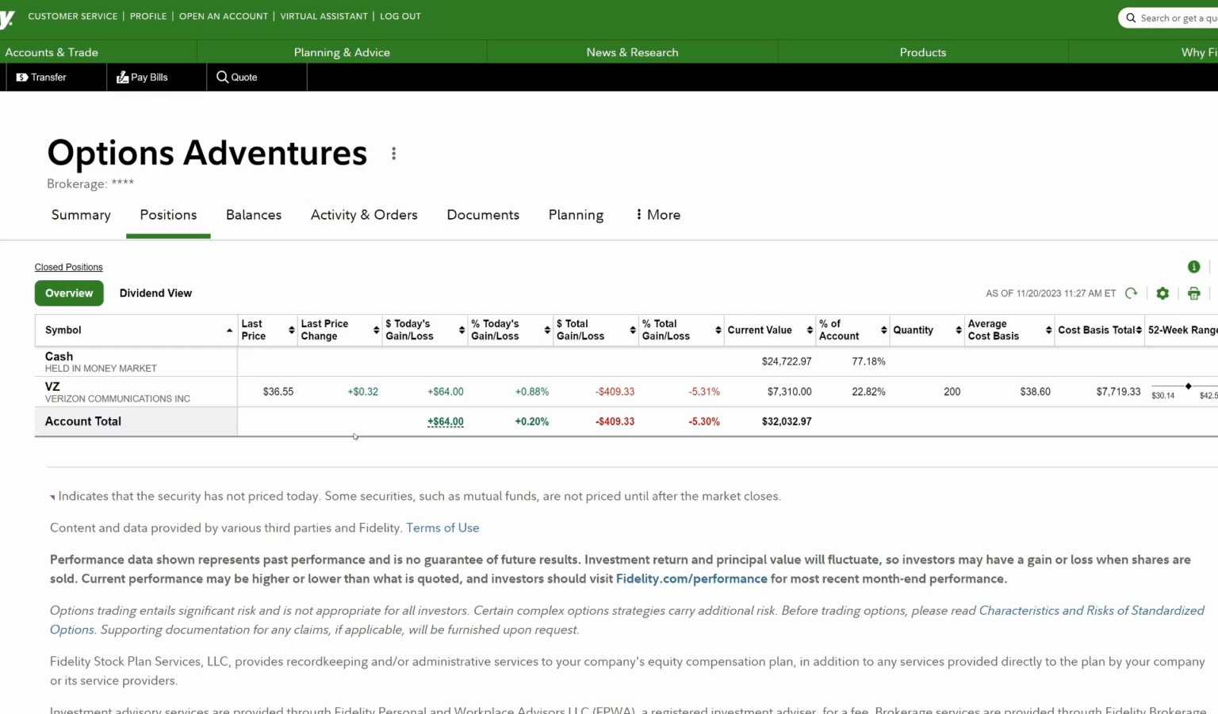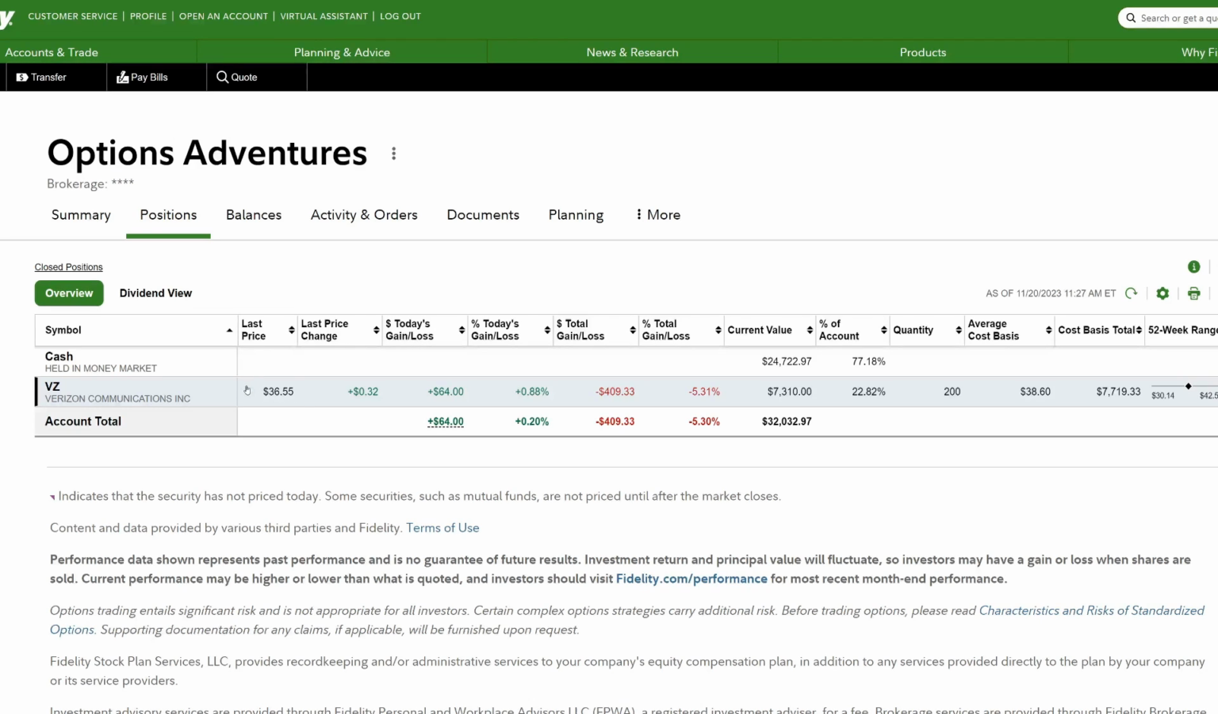Alright guys, so I'm here in my options account. I do have tier 1 enabled. This is a cash account. You can also do this with a margin account, but there are 2 ways you can sell covered calls. You need at least 100 shares of a company to sell a covered call. I have 200 shares of Verizon, which is what we're going to be doing this tutorial on.